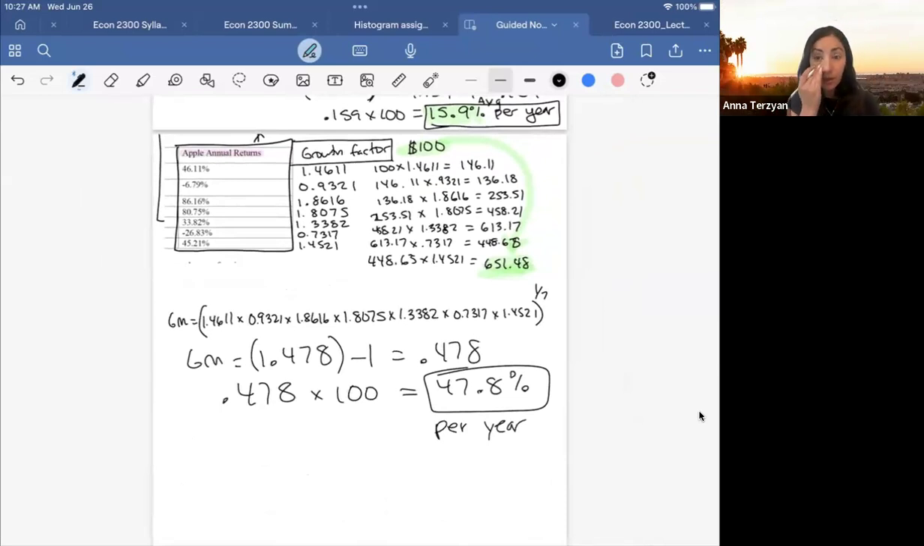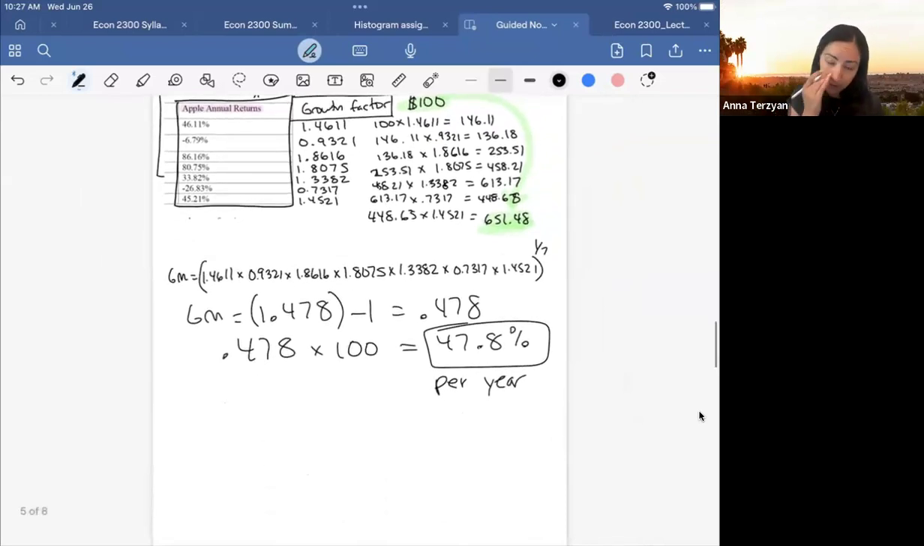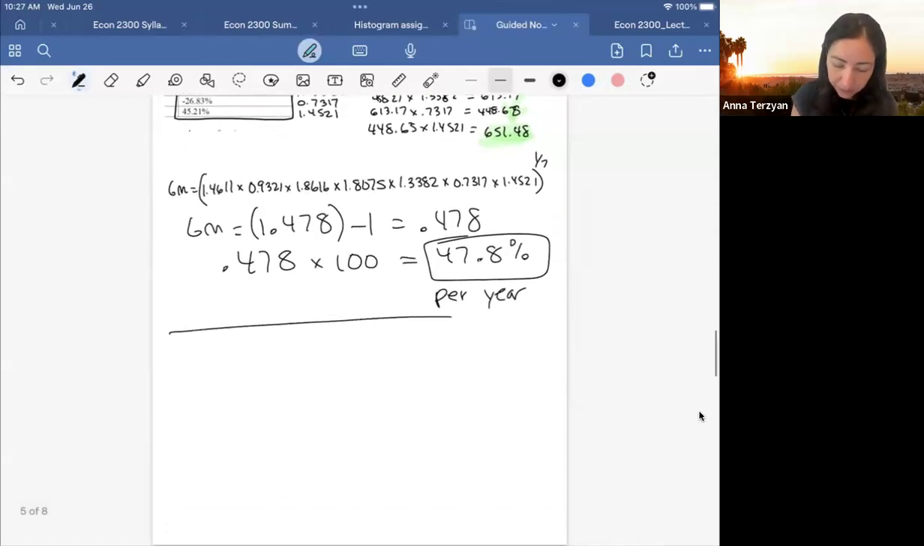Okay. All right. So I want just a quick thing here for you guys. So this is going to be growth rate and growth factor. And this is just some special ones.